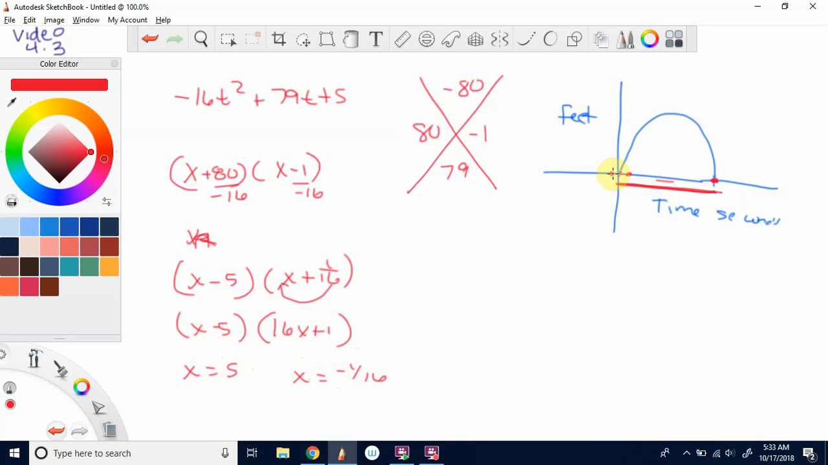So somewhere over here is where the other zero is. Now, remember, I can't have a negative time, so I need this time over here, so it would be fair to say that the javelin is in the air for 5 seconds. So I disregard this because I can't have a negative 1/16 time, correct? And then it goes up probably somewhere here. So the time is 5 seconds.